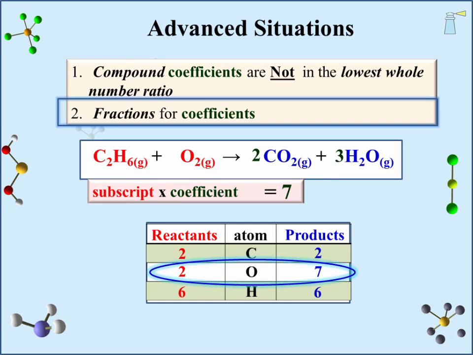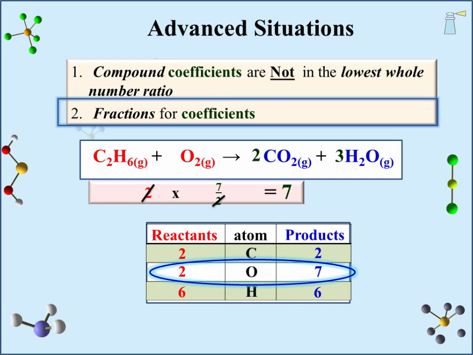Trying to employ the strategy of getting an LCM doesn't work here because the oxygens on the product side are in multiple compounds, and that makes the strategy much more complicated. A new strategy is called for that uses the subscript times coefficient equals 7 equation. Substituting the 2 for the subscript from the molecular oxygen and asking 2 times what coefficient gives 7, we'll get an answer of 7/2. Note that the 2's cancel out, leaving just a 7.